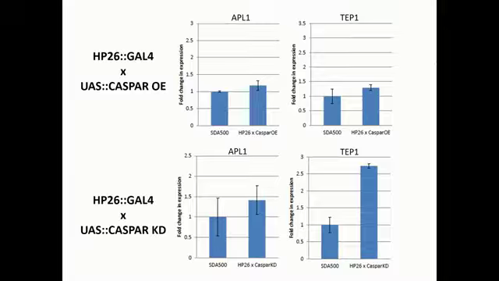There's no difference in the expression of APL1 or TEP1 in the overexpressor. Just because the IMD pathway is shut off doesn't actually mean anything, because here the IMD pathway is not actually shut off in the wild type. It's only shut off in the cross. So why is it that APL1 and TEP1 are just not affected?